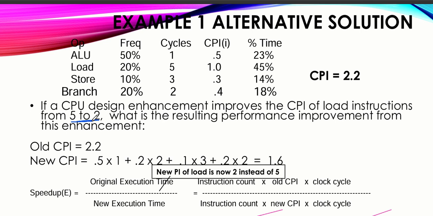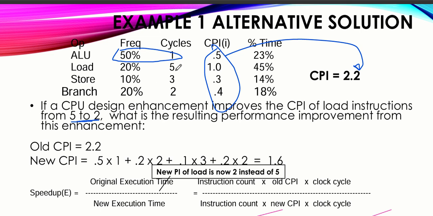So why don't we limit our calculations to that point? Let's calculate our old CPI. Our old CPI is simple: sum all of this, because that's the original thing before the improvement. When you sum all of this, you get 2.2. Now, our new CPI is not much of a problem either. Remember, this CPI was actually gotten from these parts: when you multiply the frequency by the number of cycles, you get the CPI. So 50% times 1 is 0.5, 20% times 5 is 1, and you go on.